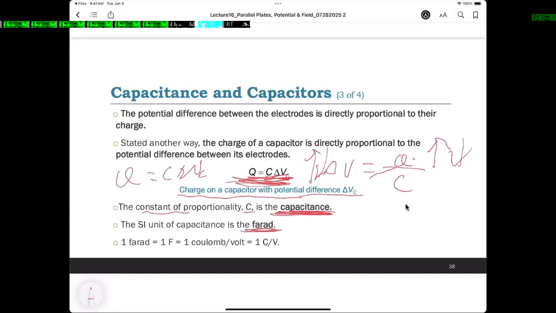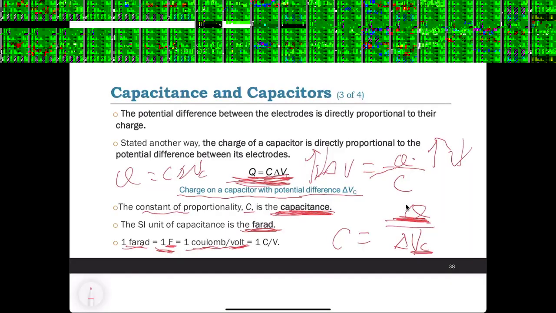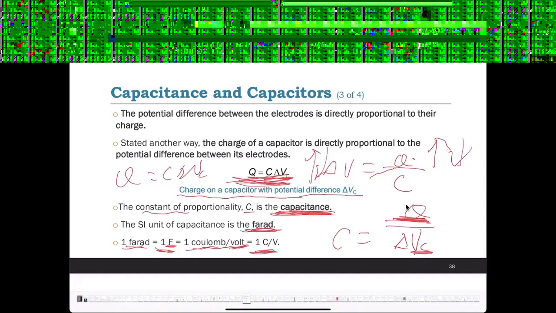We just use F to represent it. One farad equals one coulomb per volt. You can see, because C equals Q divided by delta V, am I right? Q means the unit is coulomb, and the unit of V is volt. So this unit is coulomb per volt. That makes sense to you.